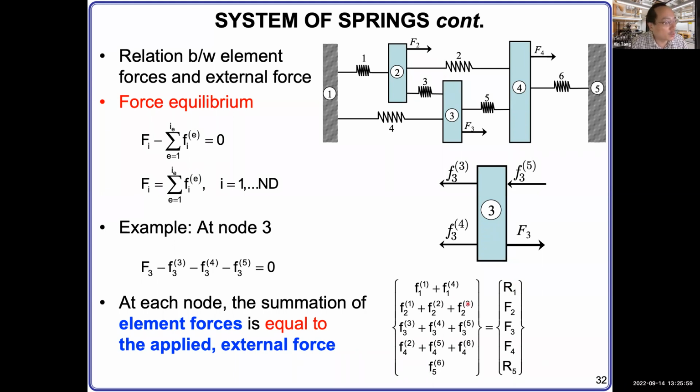And then for node number 2, you have 3 forces added together from 3 springs. And then they should equal the external force applied to number 2. For this case, that is F2, right? Same thing for node 3, that's F3. Node number 4, F4. Node number 5, which is a wall, that is R5, the reaction force by the wall, right? So this gives this format based on this force equilibrium.